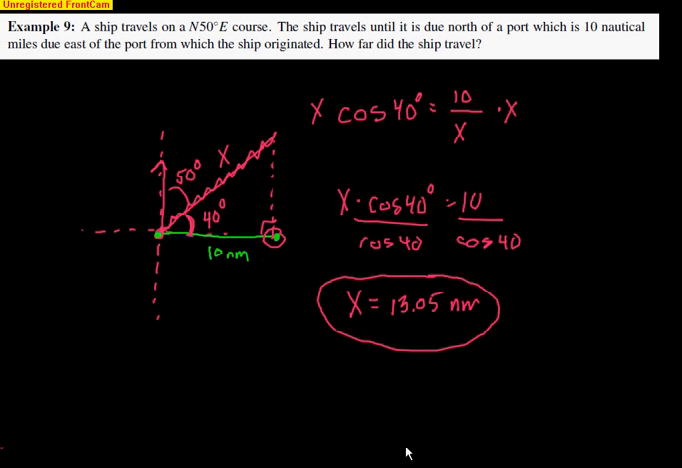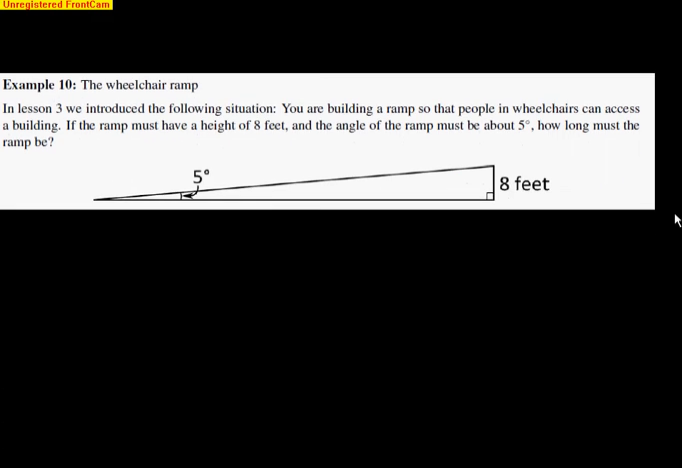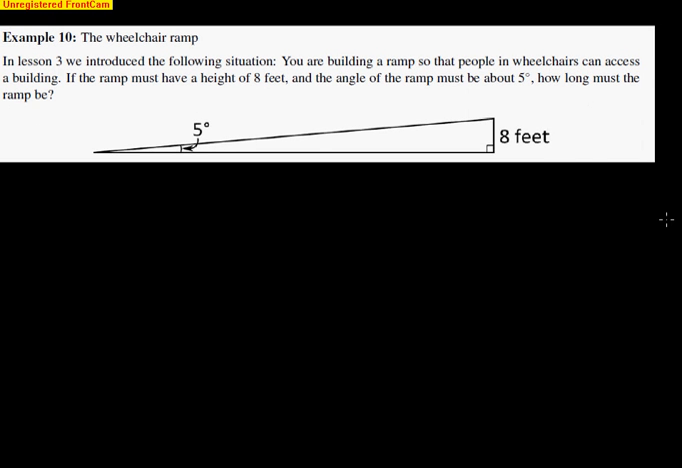Okay, let's come back to the last problem of the day real quick. It's actually a much easier problem, the wheelchair ramp. You are building a ramp so that people in wheelchairs can access the building. If the ramp must be a height of 8 feet and the angle of the ramp must be 5 degrees, how long must the actual ramp be? So how long from the ground all the way to the top is that ramp?